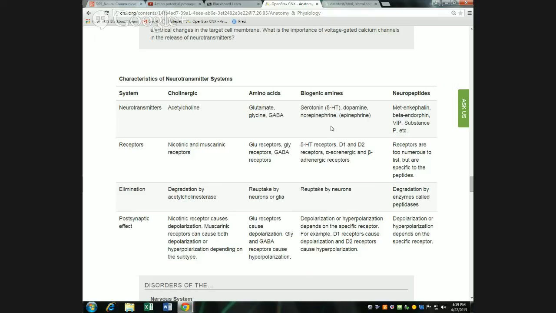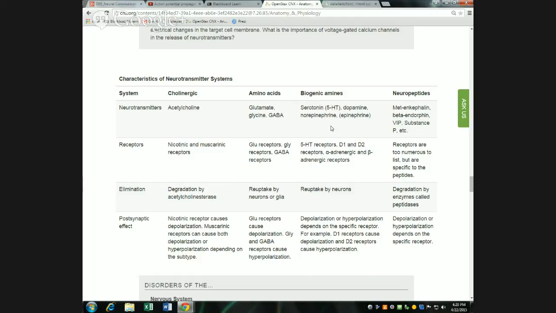Serotonin is made from the amino acid tryptophan. Dopamine and norepinephrine are made from the amino acid tyrosine. How that happens isn't terribly important right now, just that's where they come from, chemically. The receptors for serotonin are referred to as 5-HT receptors because 5-HT is an abbreviation for the chemical structure of serotonin.